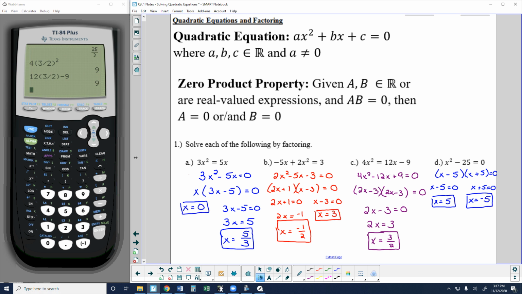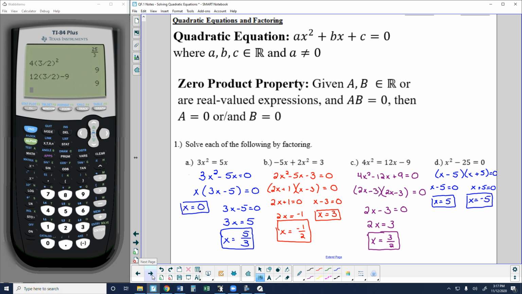So this is how we can use factoring to solve quadratic equations. You can start by factoring the expression when it's set equal to 0. And then because of the zero product property, set each one of those factors equal to 0 and solve them independently. This is our first technique.